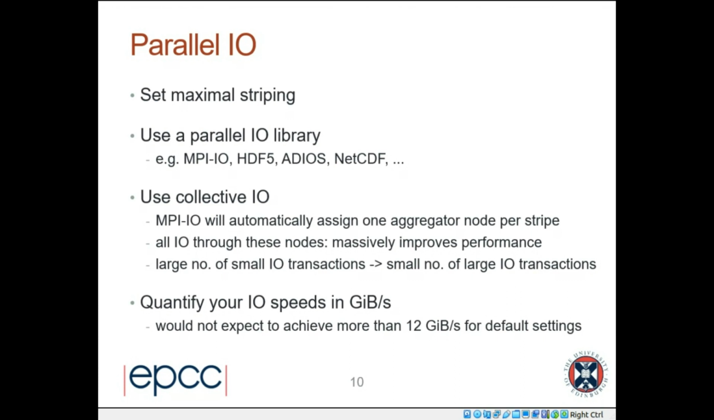Finally, I would say if you ever have a query, please quantify your I/O speeds in gigabytes per second. I appreciate you want to contact us about I/O, but saying my I/O is slow is not particularly useful, because your I/O might take a long time simply because you have a large data set. If you're getting 20 gigabytes per second, for example, then that's probably quite good. I would not expect you to achieve more than 12 gigabytes per second for the default parallel I/O settings. We may be able to improve that by tuning MPI-IO slightly, and I want to investigate that. But you're talking about a few tens of gigabytes per second. You'll be doing well.